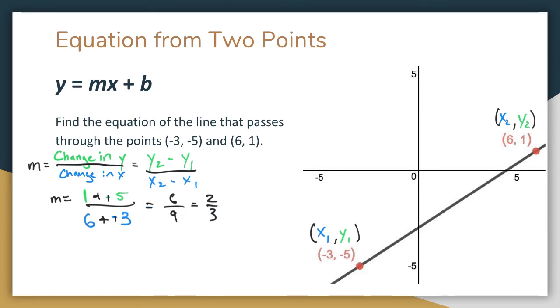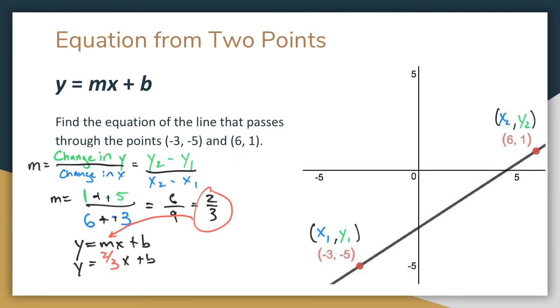So I'm going to use my y equals mx plus b equation and plug my slope right in there. So 2/3 is going to go in for my slope because I just calculated that. So I now have y equals 2/3 x plus b. And now I can plug either one of these points into my equation. Plug in this one or that one. It doesn't matter which point you choose. You're just going to choose one of them and you're going to plug it in.